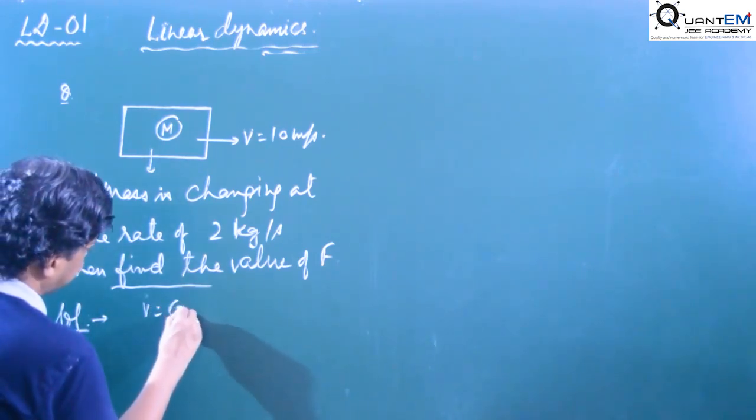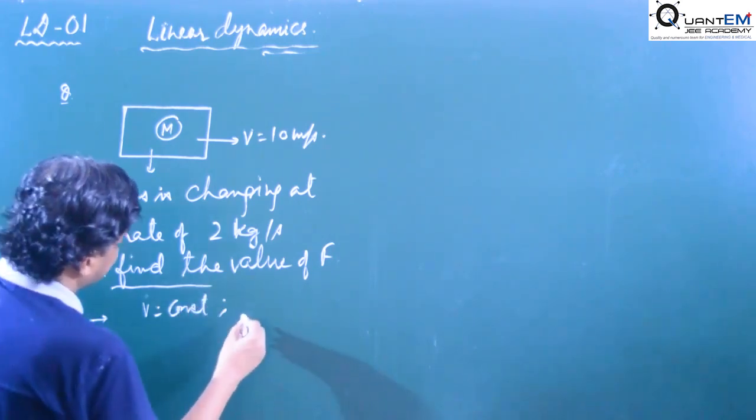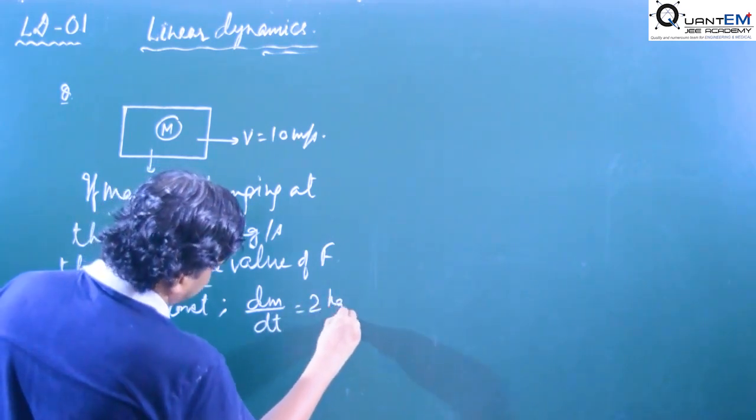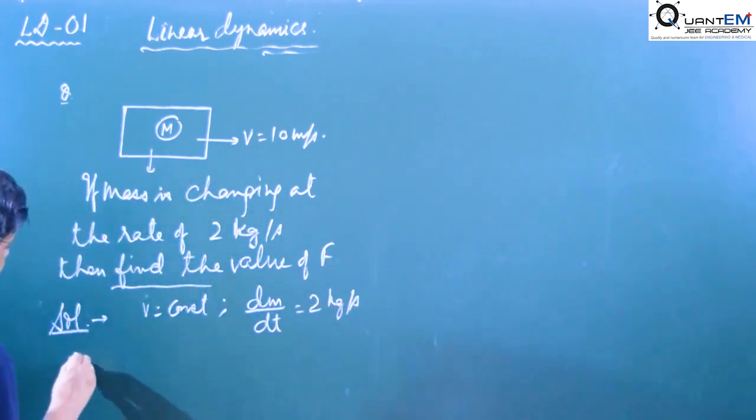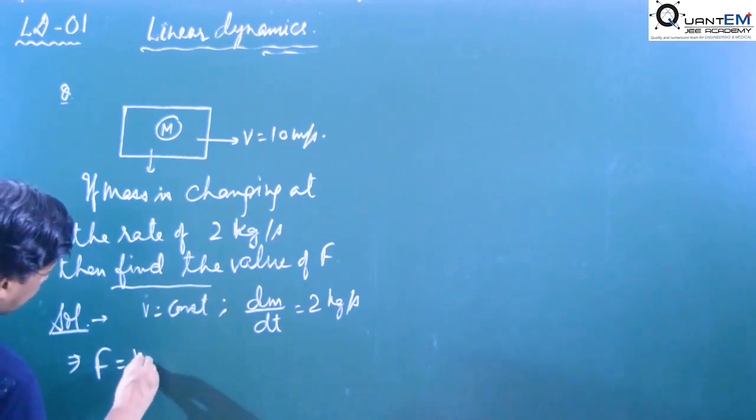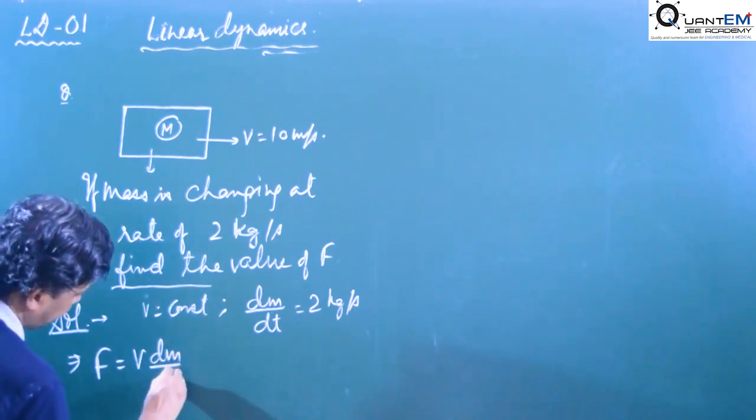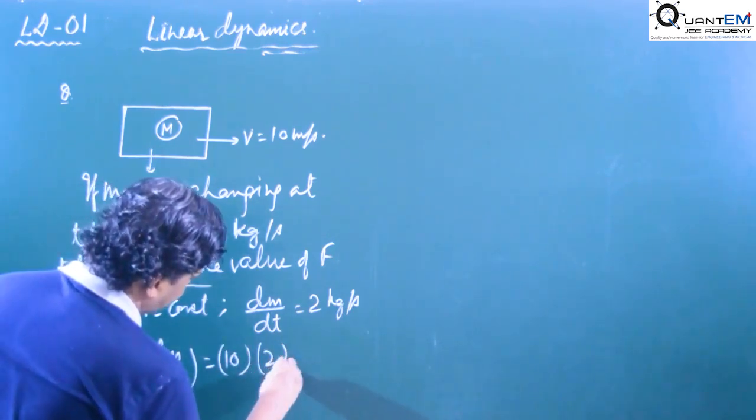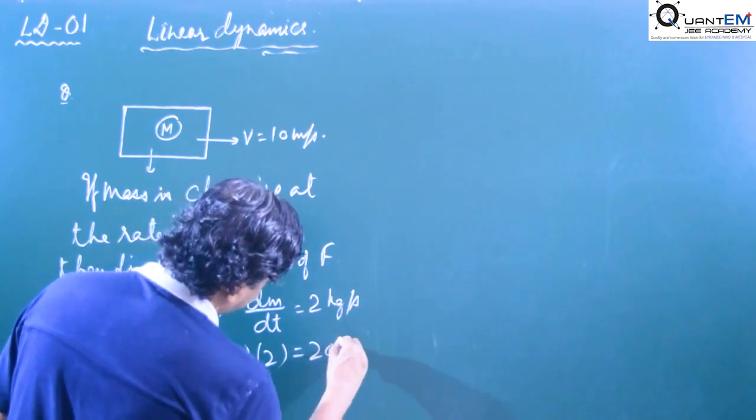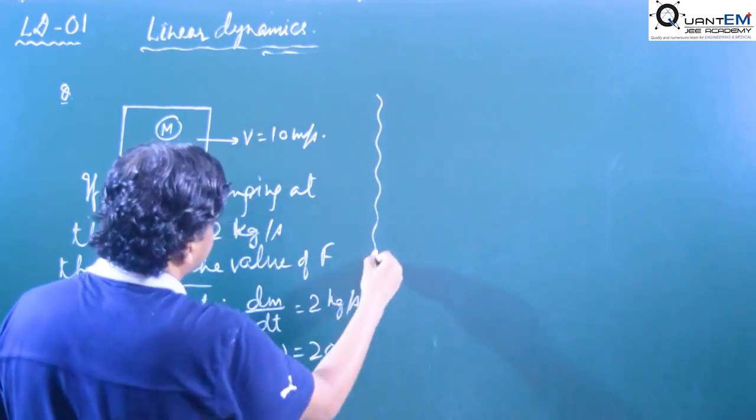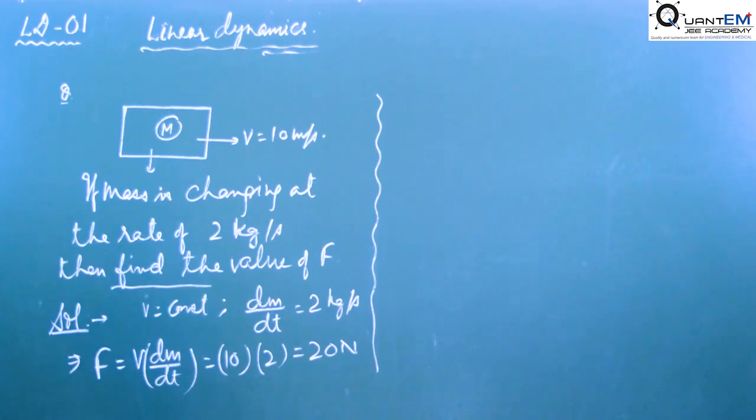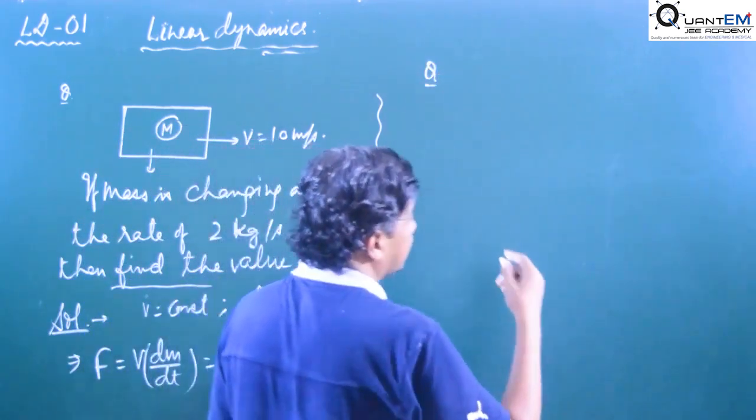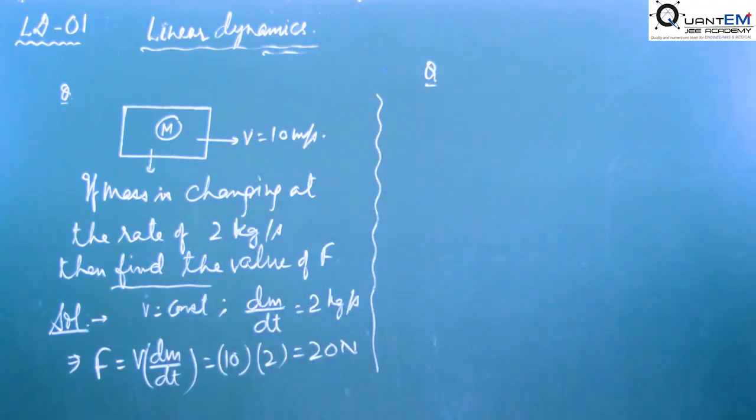So see, in this question velocity is constant and mass is variable. The rate of change of mass we have been given as 2 kg per second. So in that case we'll have to use the formula F is equal to v dm by dt. The velocity is 10 and the rate of change in mass is 2. The result we get is 20 Newton. So that means 20 Newton of force is acting on the mass. Now we come to the next question where both mass and velocity are variable.